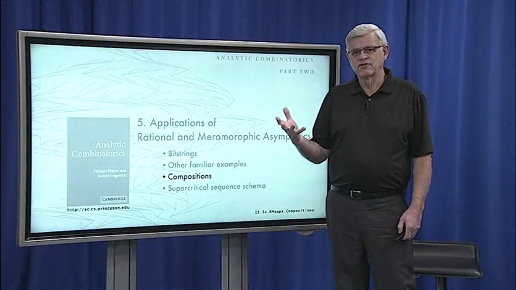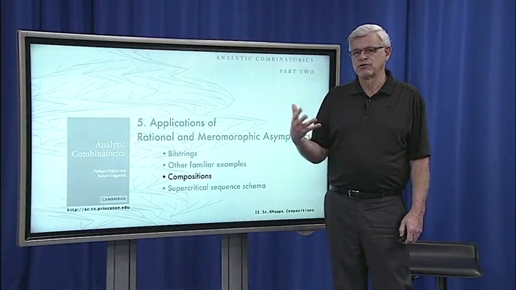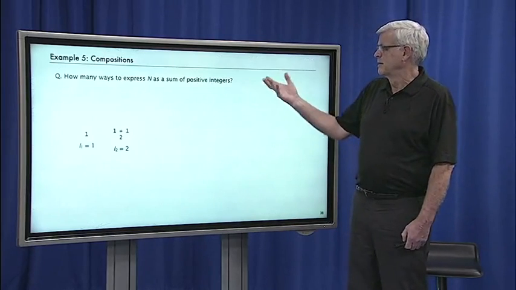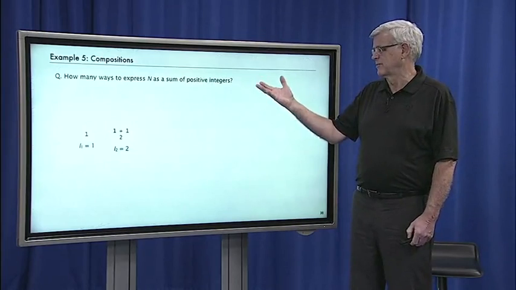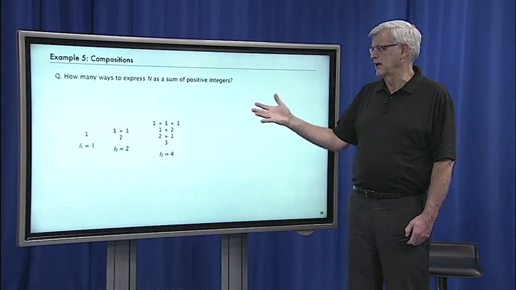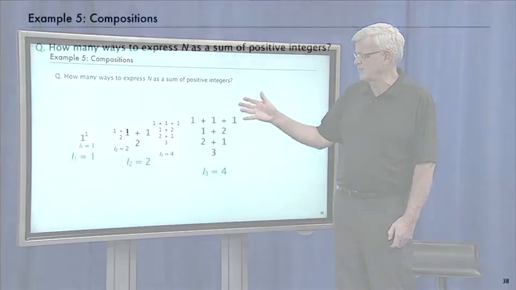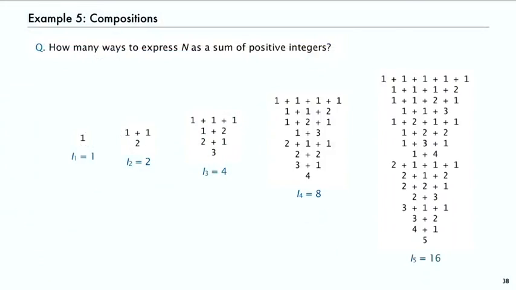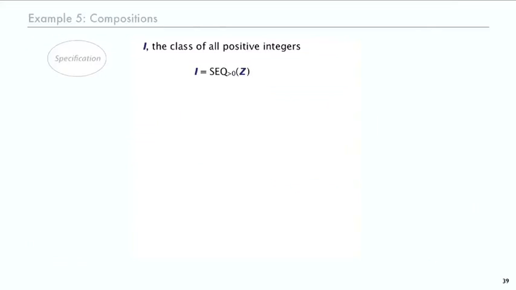Next, we're going to look at another set of combinatorial classes that we studied in the early lectures: compositions and partitions. That starts out with wanting to count the number of ways to express an integer n as a sum of positive integers. There are lots of ways to show that this number is going to wind up being 2 to the n minus 1. These are the small examples. Let's see how that works with analytic combinatorics.